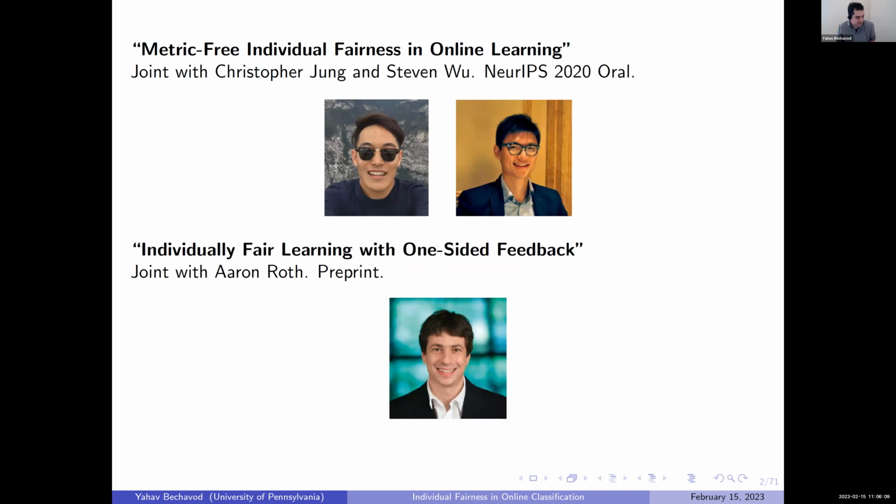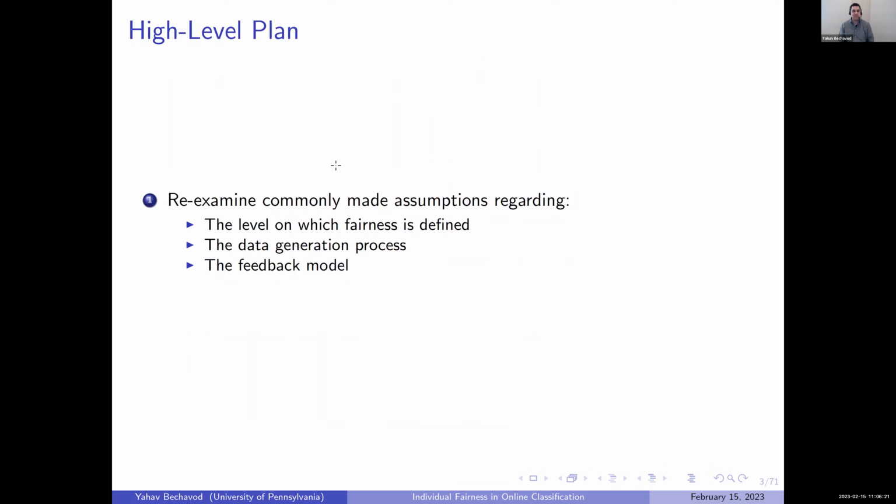All right, so today's talk is going to be based off this line of research with wonderful colleagues, with Chris, Stephen, and Aaron Roth. And really, I want to spend the first couple of minutes of this talk re-examining the commonly made assumptions in the algorithmic fairness literature, as I think they will lead us nicely to the main motivations of this work. So in particular, I would like to focus on three different things: first of all, the level at which fairness is defined, the data generation process, and the feedback model.